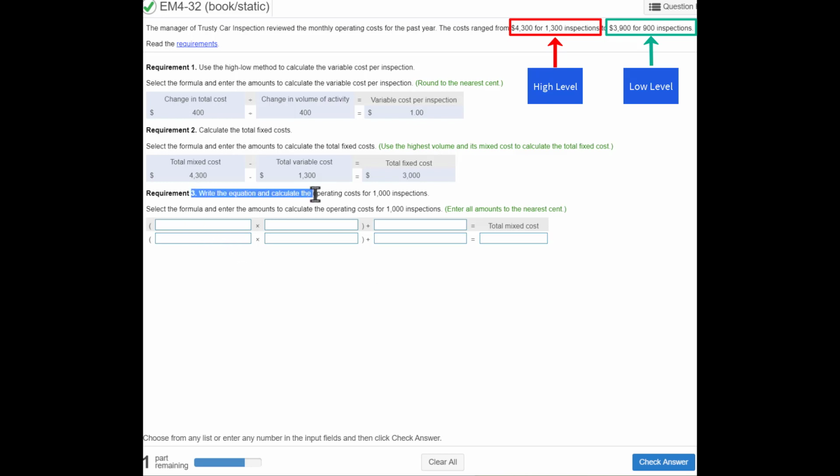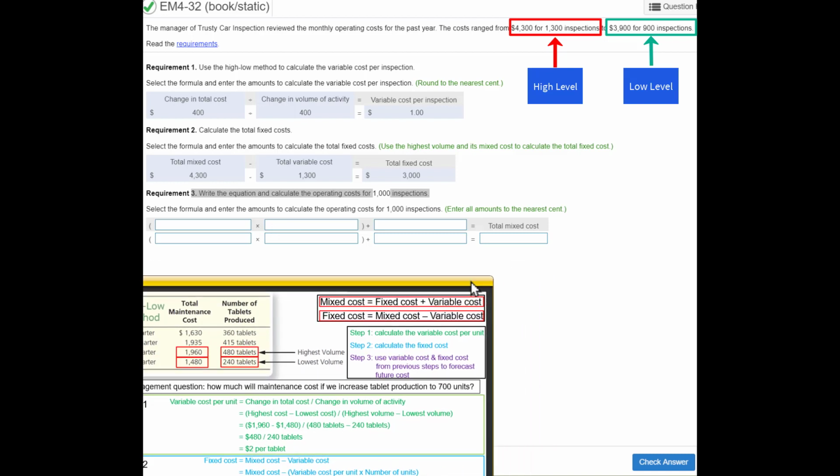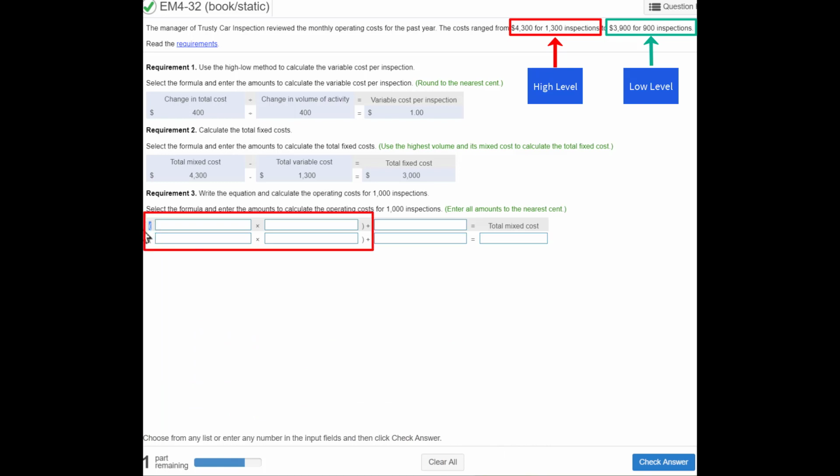Requirement 3, write the equation and calculate the operating costs for 1,000 inspections. So notice they have total mixed costs. So what are total mixed costs made up of? It's the fixed cost plus the variable cost. And so what we're going to do here is they're wanting us to recreate this formula in words right here. And notice there's something in here with a multiplier. So which one of these costs, fixed or variable, includes a multiplier? That's the variable cost. So this part in parentheses, notice there's a parentheses here and here.